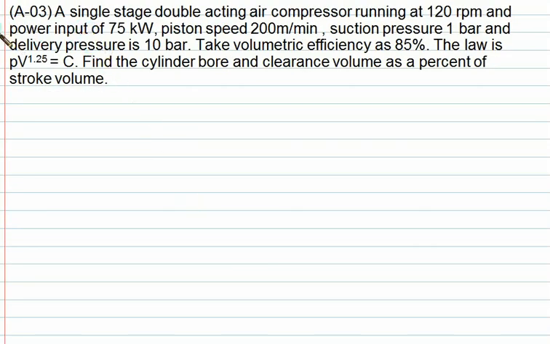Let's take another numerical. We have a single stage, double acting, so let's underline this, double acting air compressor running at 120 rpm. Power input is 75 kilowatts, and the piston speed is 200 meters per minute. That is the correct unit. Suction pressure is 1 bar, delivery pressure is 10 bar, and the volumetric efficiency is 85%. The law followed is PV to the power 1.2 equals constant. We want to find the cylinder bore and the clearance volume as a percentage of stroke volume.